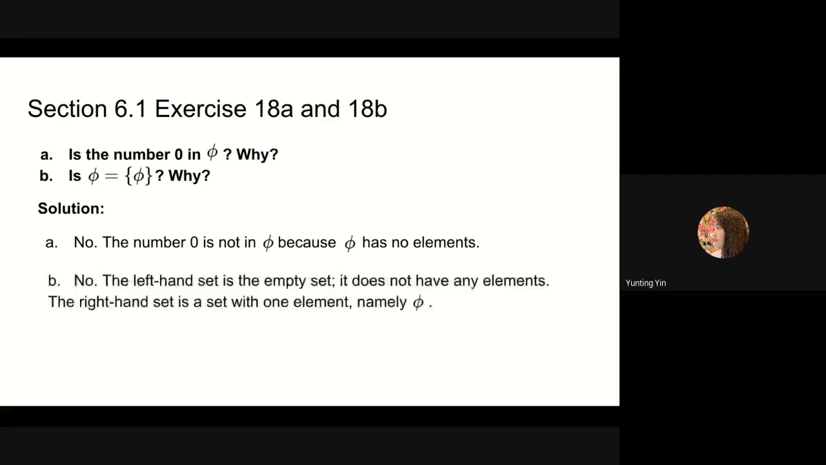Since the empty set has no elements, the number 0 cannot be in the empty set. For part B, the left-hand side is the empty set, which does not have any elements, but the right-hand side is a set with one element, so they are not equal. Any questions?